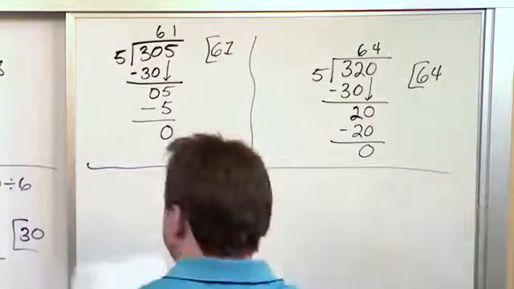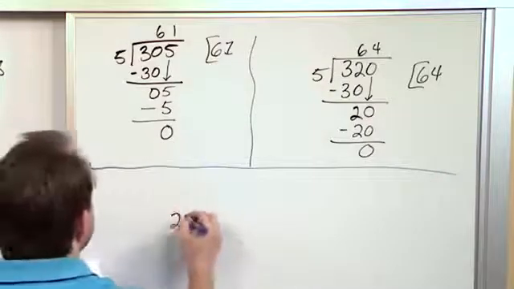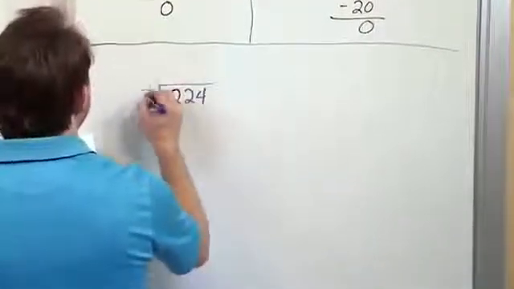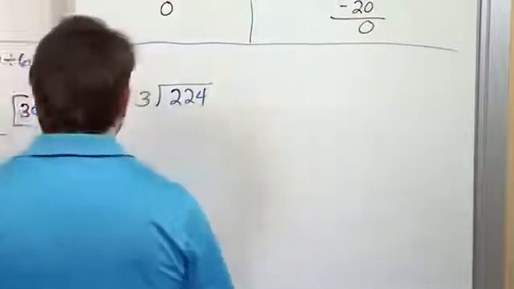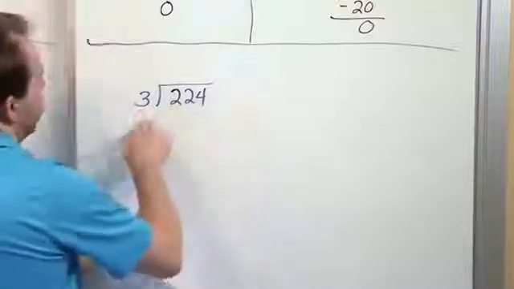Okay? So let's say we have 224 divided by 3. We want to do that division. All right, so we look at this and we say, how many times can 3 go into 2?